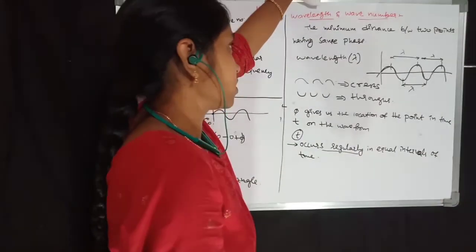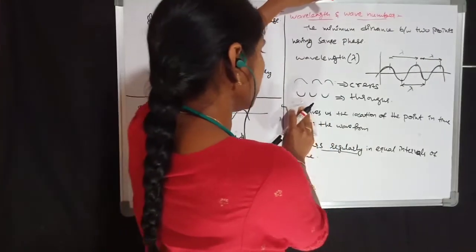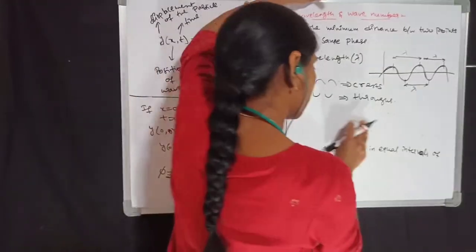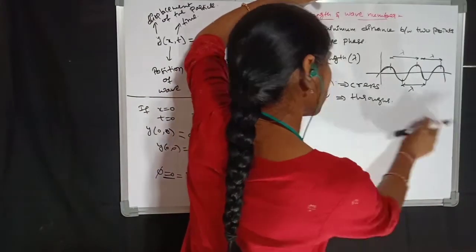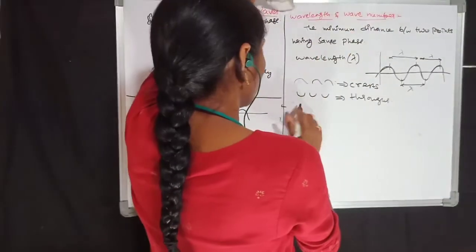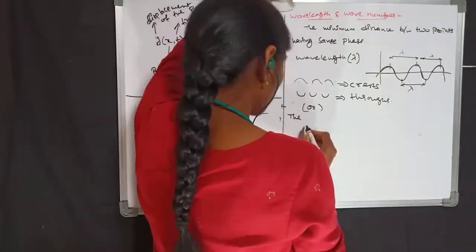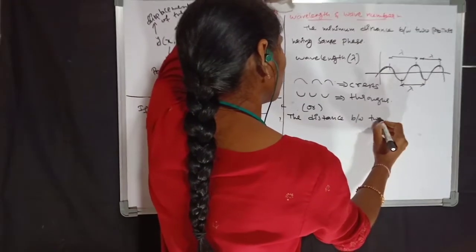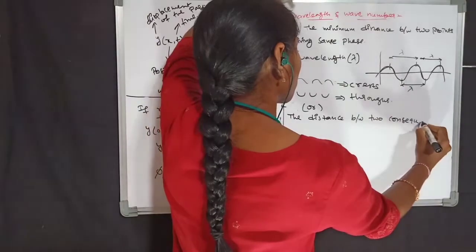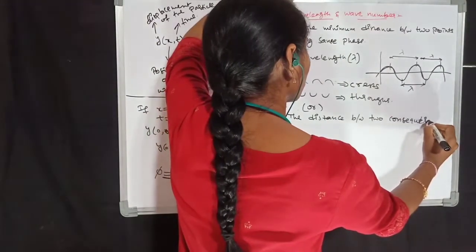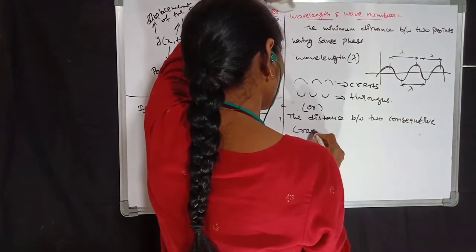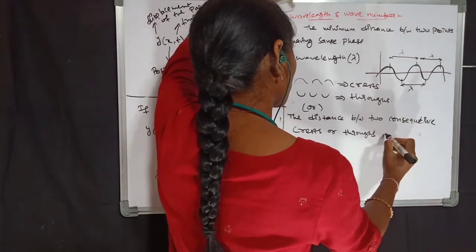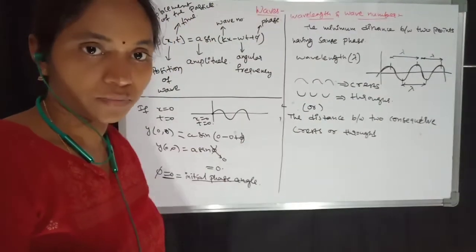One more definition for wavelength: it is the minimum distance, or the distance between two consecutive crests or troughs. Another definition: the distance between two consecutive crests or troughs is known as wavelength.